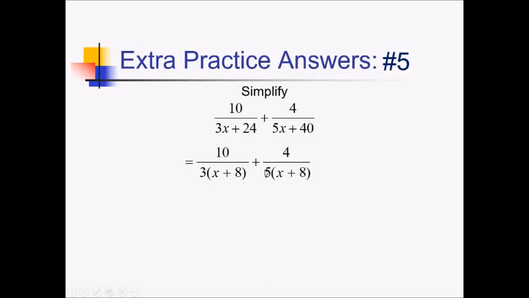Dealing with the 3 and the 5 first, the smallest number 3 and 5 both go into is 15. So that's part of our LCD. And then we also have an x plus 8, and that covers both of these x plus 8s because they both appear at most once in a denominator.